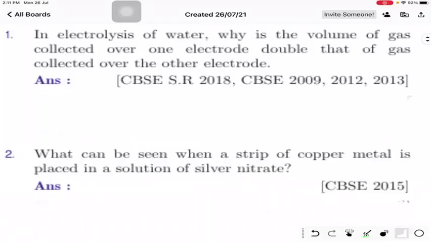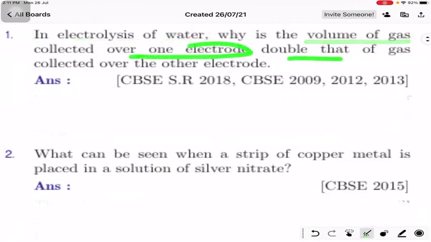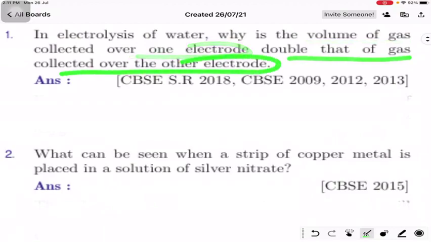I am here with the 10th class material based on the first chapter, Chemical Reactions and Equations, and these are questions asked in previous CBSE exams. So let's start. First question: in the electrolysis of water, why is the volume of gas collected over one electrode double that of gas collected over the other electrode?